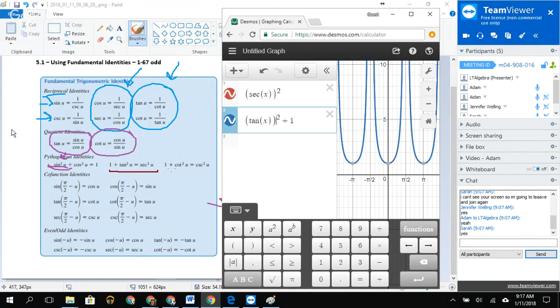And then you'll find the same if you do the relationship between the cosecant and the cotangent. So 1 plus the cotangent squared equals the cosecant squared.